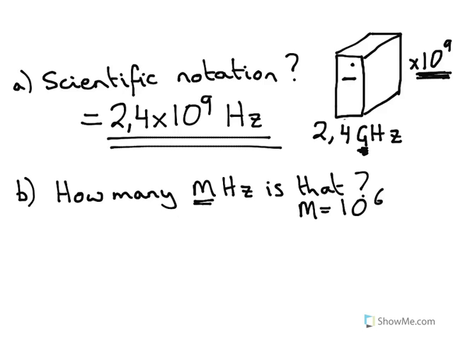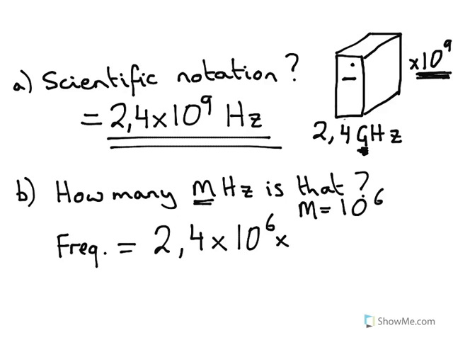So if we were to split up this frequency, instead of writing it as 2.4 times 10 to the 9, we could think of it as being 2.4 times 10 to the 6 times 10 to the 3. 10 to the 6 multiplied by 10 to the 3 is 10 to the 9. It's exactly the same thing. But we want the answer in times 10 to the 6. We want it in megahertz now.